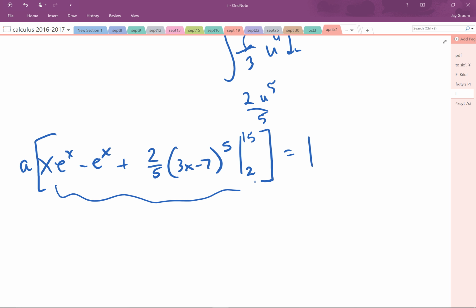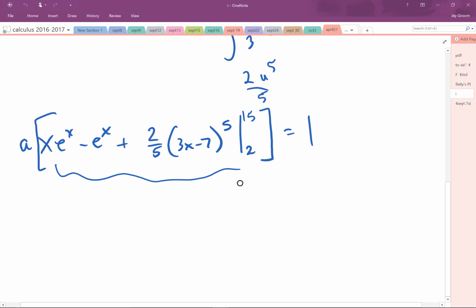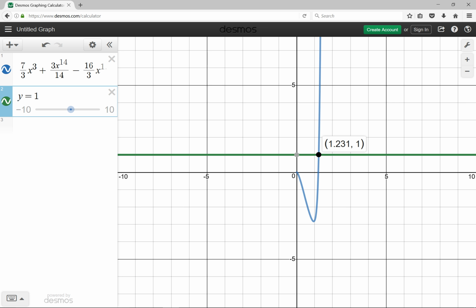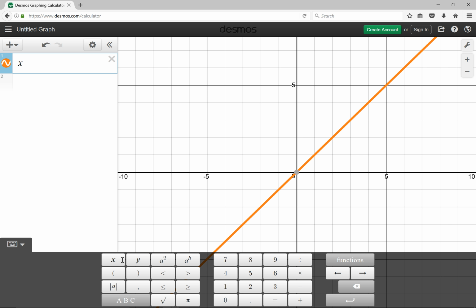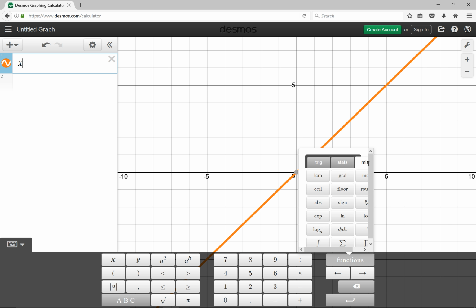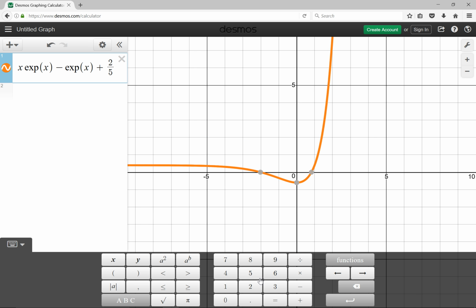Let's make it happen. So, plug that in. That's going to be a mess. I'm too lazy. Let's just type it in, shall we? So it was x e to the x. Did you not write it down? Was I too fast? X e to the x minus e to the x plus 2/5, 3x minus 7.